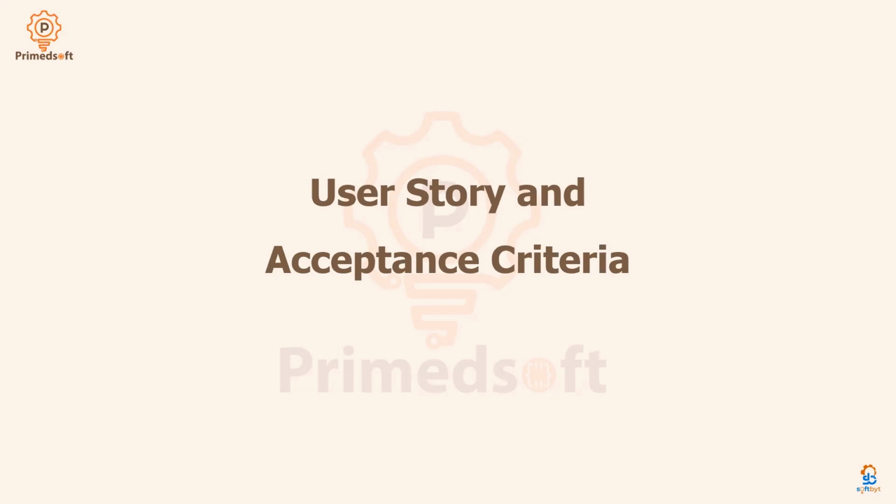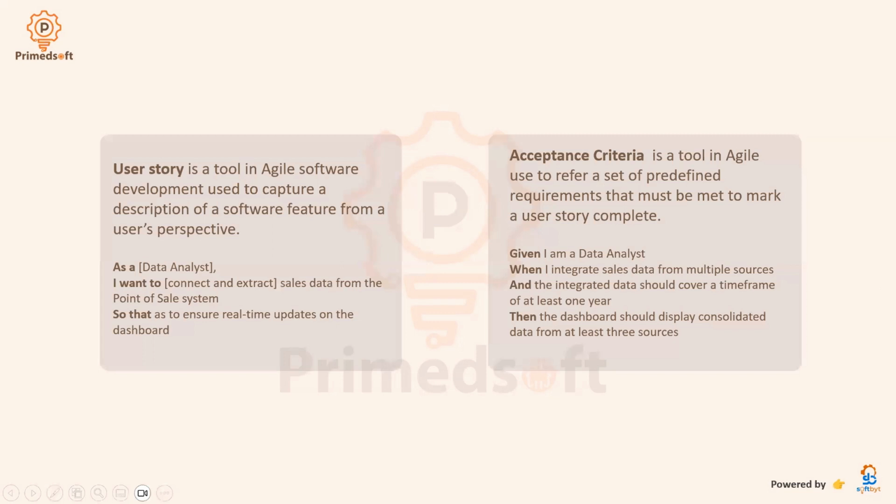User stories and acceptance criteria. What is a user story? So in Agile, a user story is an Agile tool that is used to break down projects or an idea, a problem to be solved, or a function from the user's perspective. So it is a tool in agile software development used to capture the description of a software feature from a user's perspective.